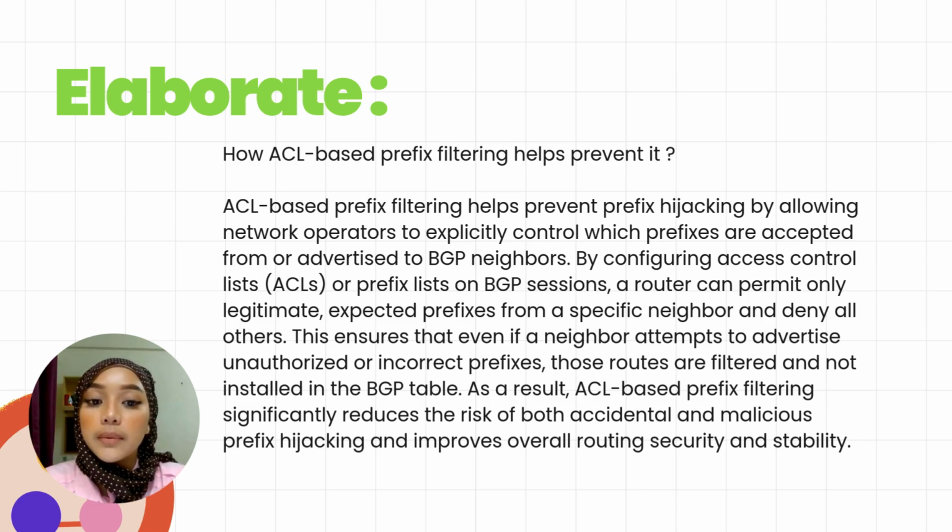ACL-based prefix filtering helps prevent prefix hijacking by allowing network operators to explicitly control which prefixes are accepted from or advertised to BGP neighbors. By configuring access control lists or prefix lists on BGP sessions, a router can permit only legitimate expected prefixes from a specific neighbor and deny all others. This ensures that even if a neighbor attempts to advertise unauthorized or incorrect prefixes, those routes are filtered and not installed in the BGP table. As a result, ACL-based prefix filtering significantly reduces the risk of both accidental and malicious prefix hijacking and improves overall routing security and stability.